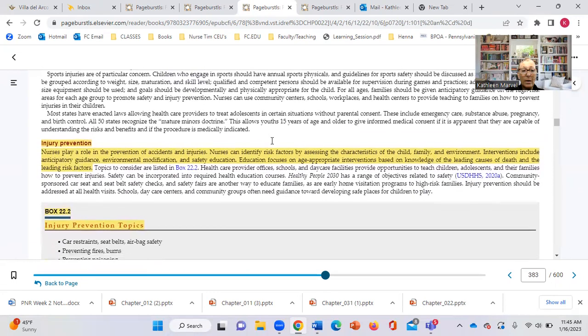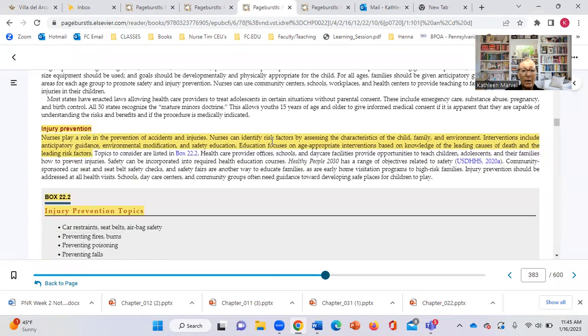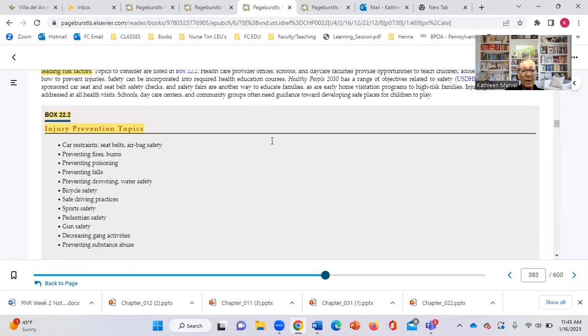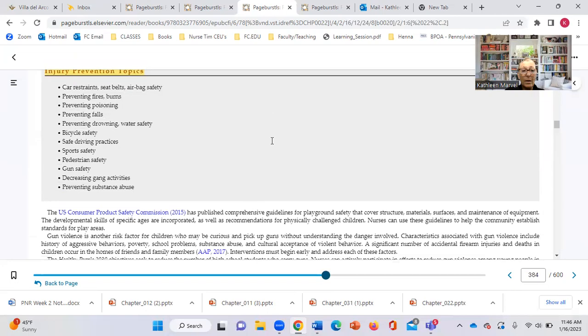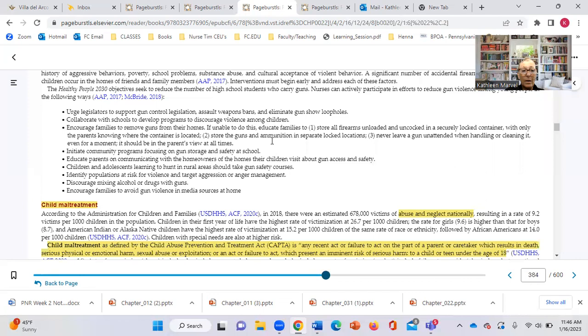We know that nurses play a role in prevention of accidents and injuries. Nurses can identify risk factors by assessing the characteristics of the child, the family, and the environment. Box 22.2 reviews some injury prevention topics, which addresses all of the age groups we just discussed above.